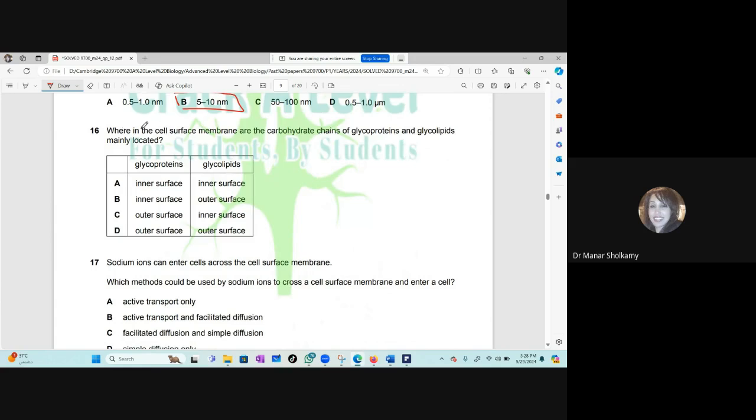Okay, 16. Where in the cell surface membrane are the carbohydrate chains of glycoproteins and glycolipids mainly located? Remember the glycoproteins and the glycolipids? We have peripheral proteins and transmembrane proteins. If this is the cell membrane, these are the phospholipids. We're not concerned with them now. We have proteins and then a carbohydrate chain. This is the glycoprotein. And if we have, no, we are concerned with the phospholipids, a carbohydrate chain here will be a glycolipid.